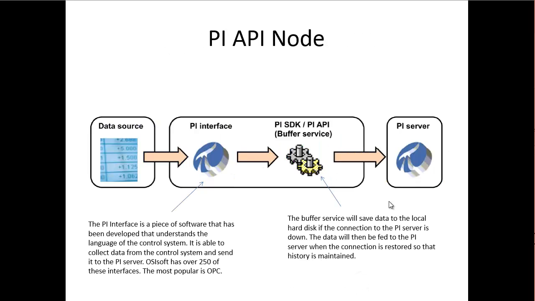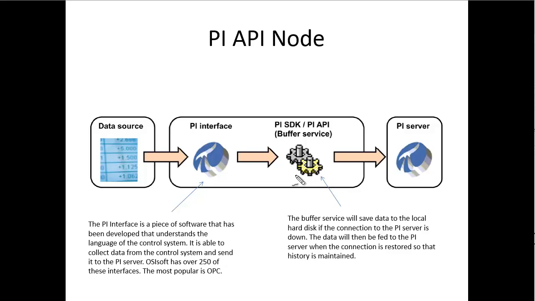So inside that interface node that I just showed you, inside that interface machine, here's what's happening. You've got your data source. The Pi interface speaks to that data source either through OPC or through the proprietary API. And then it's got something in here called a buffer service or a buffer subsystem.